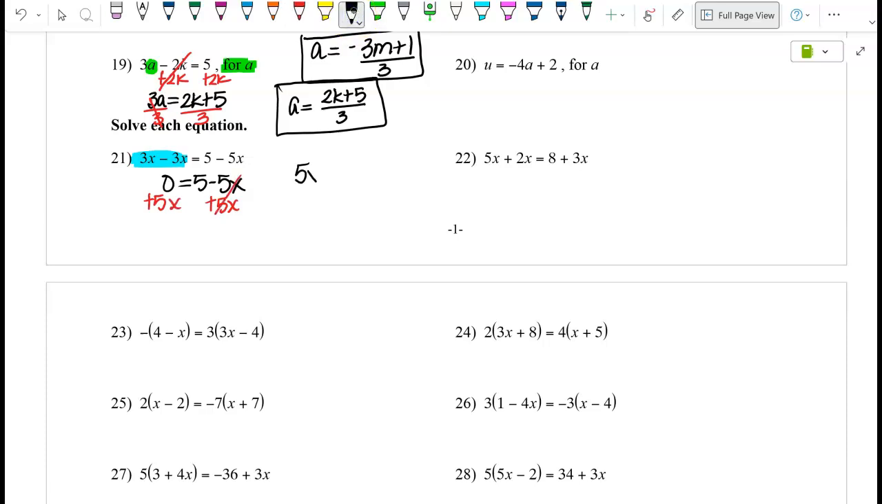So we have 5x equals 5. And then, Michael, what do I do? Divide both sides by 5. So we get x equals 1. But we should always be looking to see, can I combine like terms first?